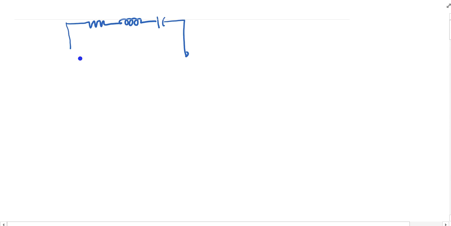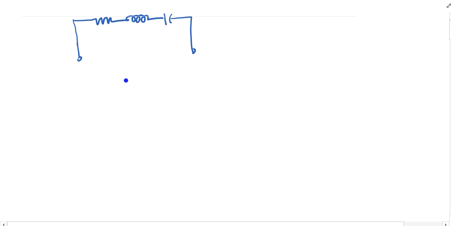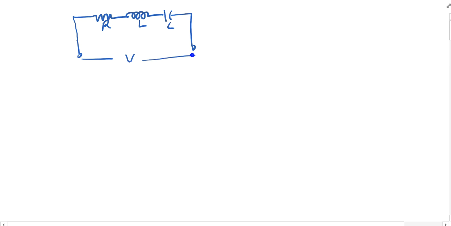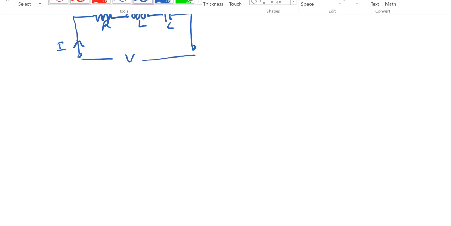Let us consider an RLC series circuit here. This is what the RLC series circuit looks like, where R, L and C are connected in series. This is my R, this is L, and this is C. Here this is the voltage we are applying, and this is the current I going through the elements.